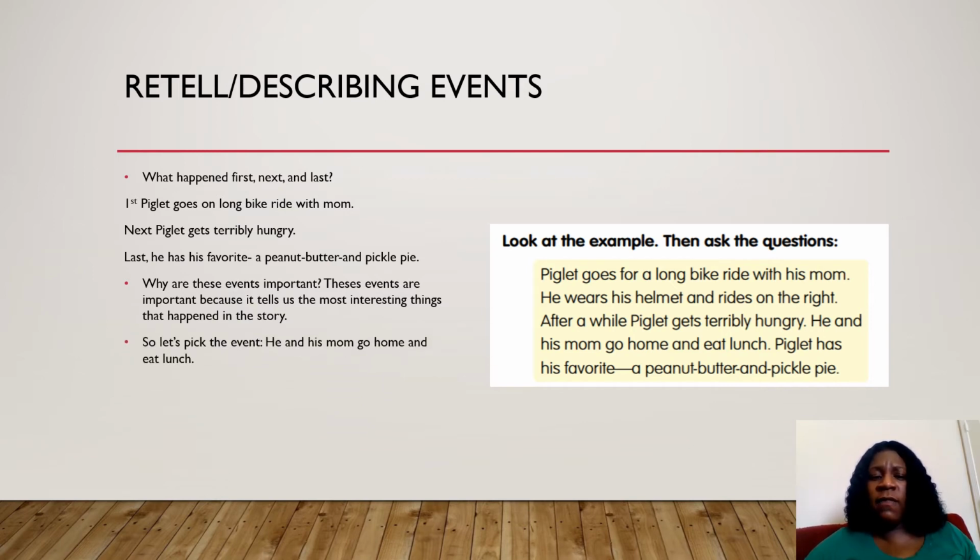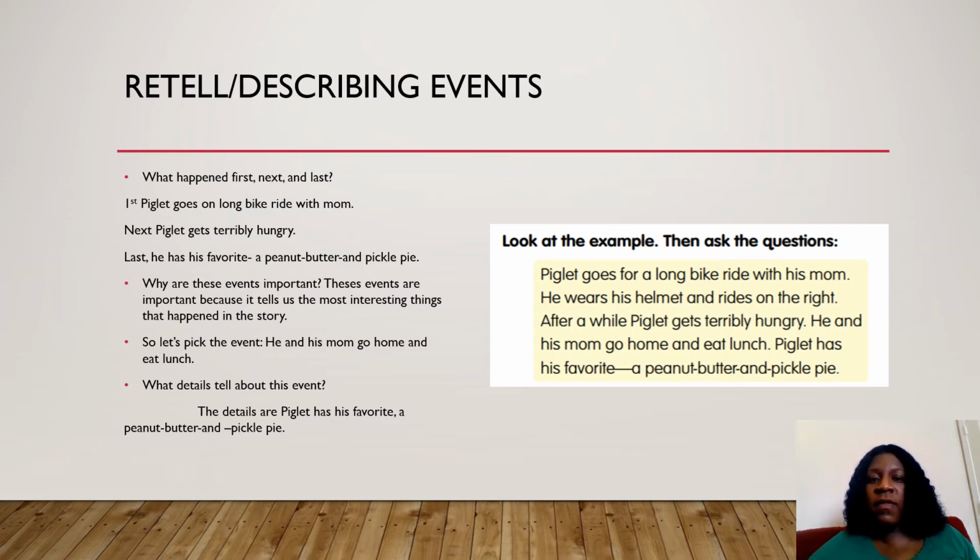So let's pick the event. He and his mom go home and eat lunch. What details tell about this event? The details are Piglet has his favorite, a peanut butter and pickle pie.